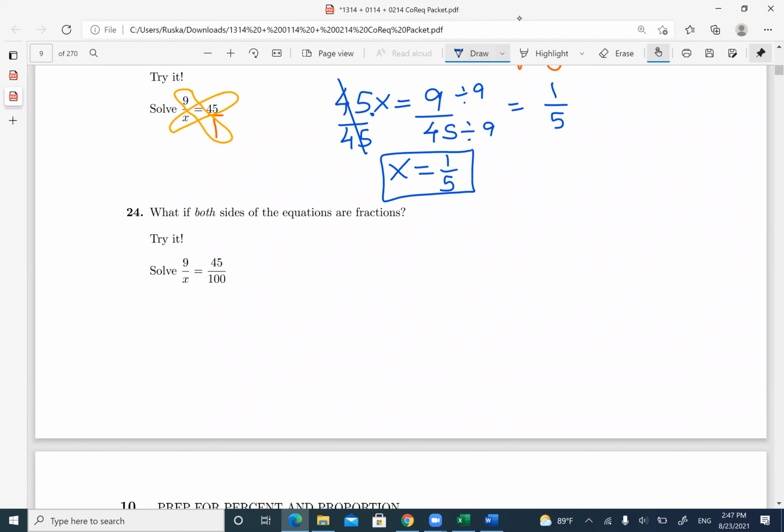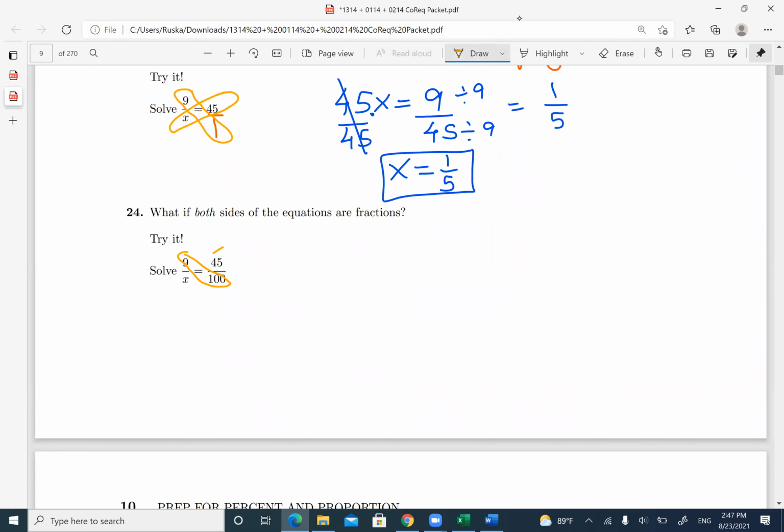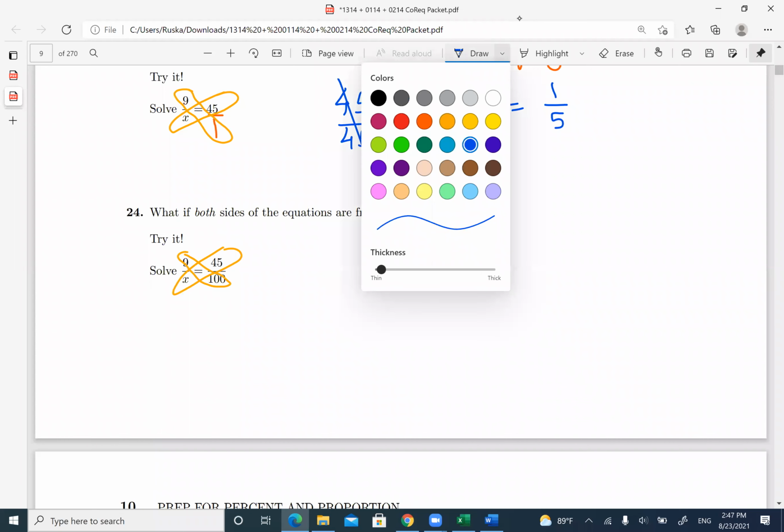So here we have, how are you going to do it? You're going to cross multiply, right? That's the fastest way to do it. So multiply those two and those two. It doesn't matter which one you put first. If you want, you can do 9 times 100 is 900, right?